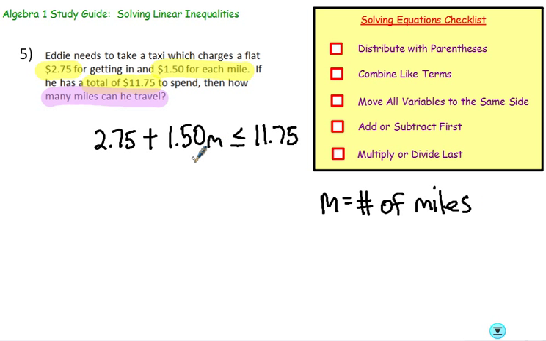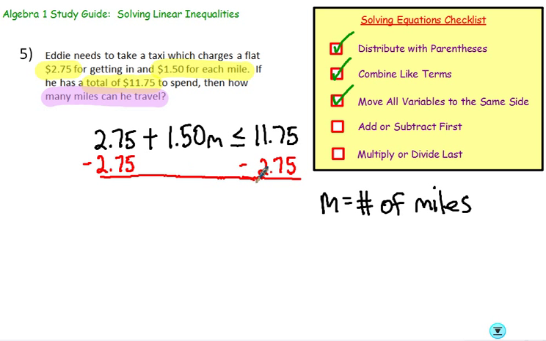So let's go ahead and get M by itself. What we want to do is get rid of the $2.75 first, because I know that I can skip the first couple things on my checklist because I don't have any parentheses. I do not have any like terms to combine. I do have all my variables on the same side because I actually only have one variable. It's just M right there. So I just want to add or subtract first. That's a positive $2.75, so I'm going to subtract $2.75 from both sides. So let's do a minus $2.75, minus $2.75.